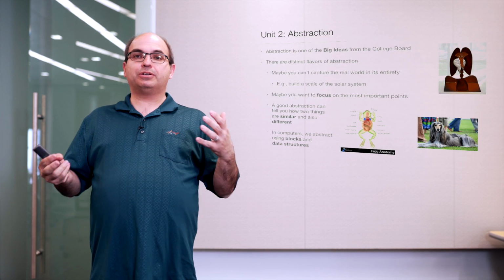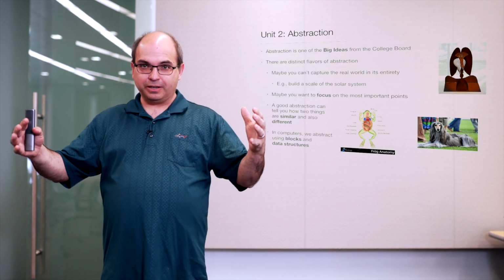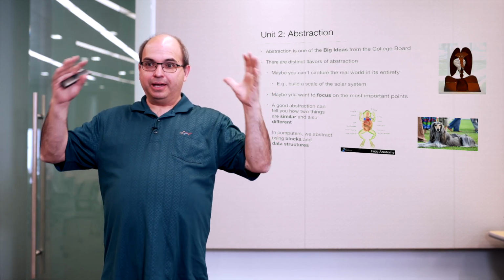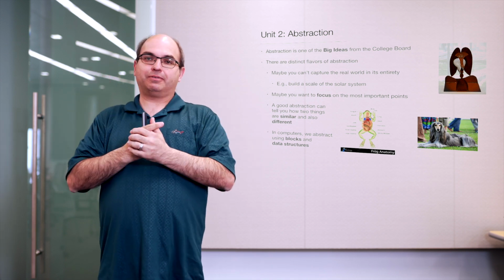Okay, welcome back. Today we're going to be looking at Unit 2 of the BJC curriculum. And Unit 2 is all about abstraction. Okay. Now, let me frame this properly. Abstraction is one of the big ideas from the College Board.